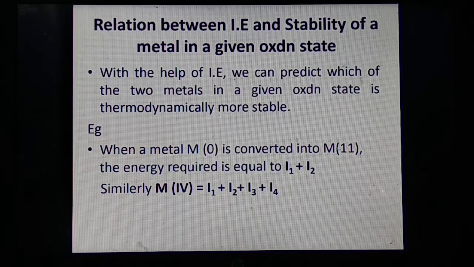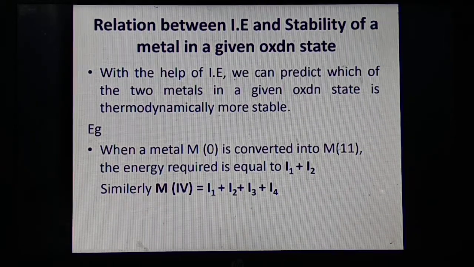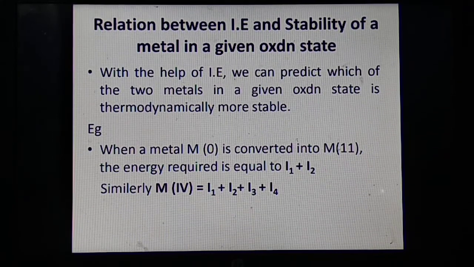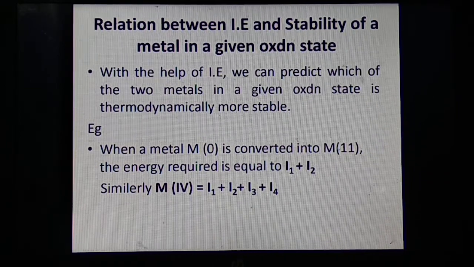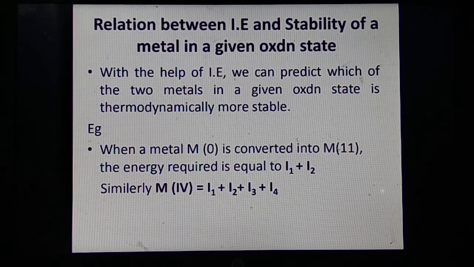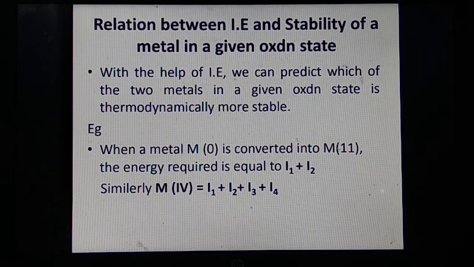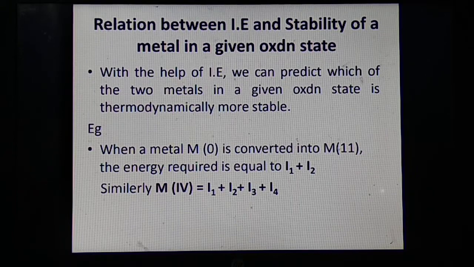Similarly, for the metal in the fourth oxidation state, four ionization enthalpies are involved: I1 plus I2 plus I3 plus I4. And you have seen that the second ionization enthalpy is greater than the first, the third is greater than the second, and the fourth is greater than the third. This is the sequence of the ionization enthalpies: first, second, third, fourth.